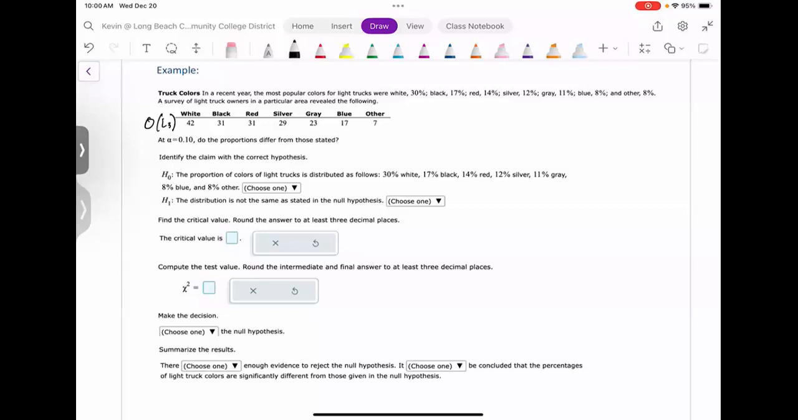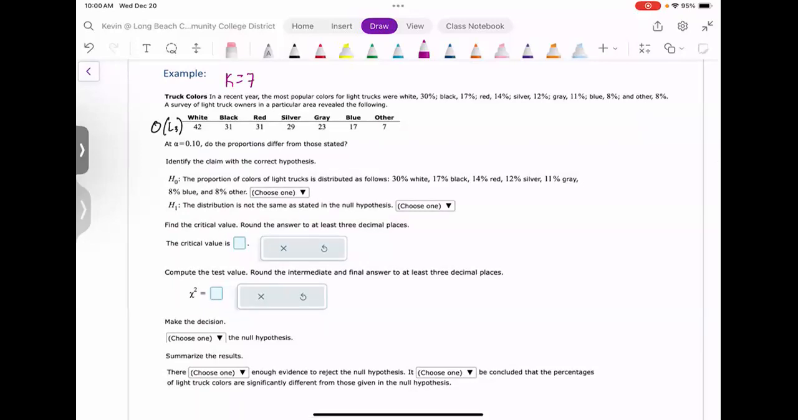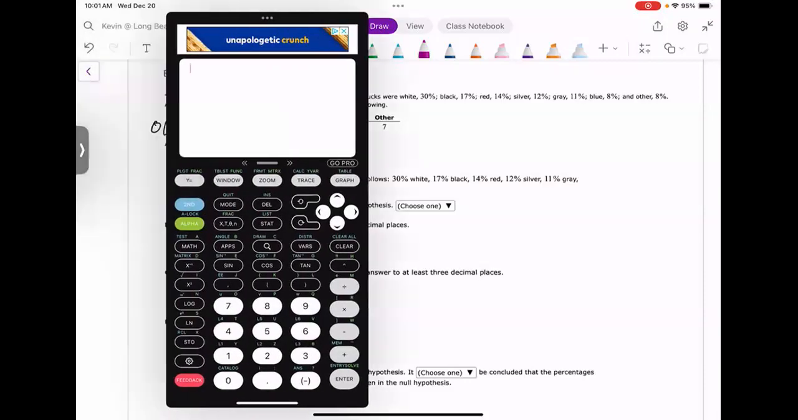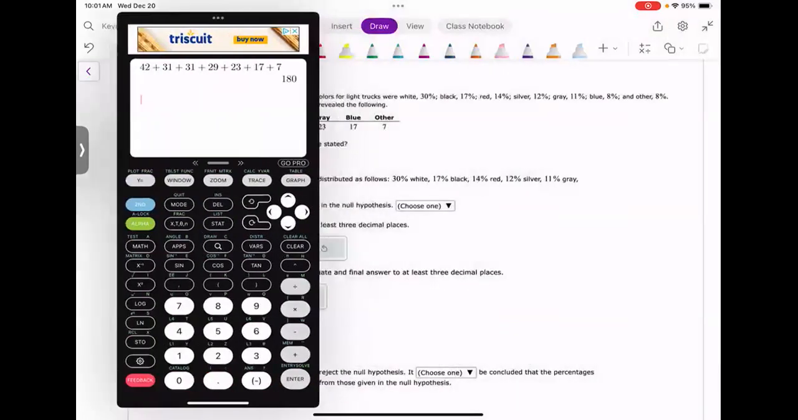Now, first of all, there are 1, 2, 3, 4, 5, 6, 7 categories. So K is 7 in this case, which means my degrees of freedom is 6. We now need to find N. So let's take a moment and add up all of the number of trucks. So 42 plus 31 plus 31 plus 29, 23, 17, and 7. So I'm getting 180 is my N.